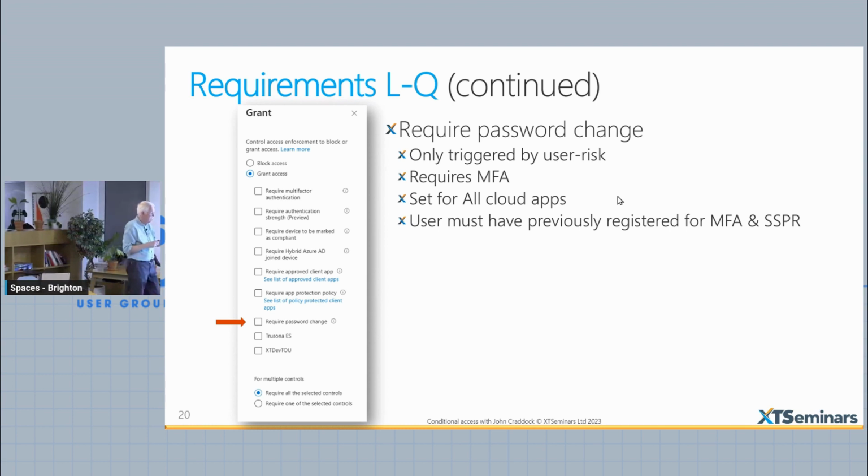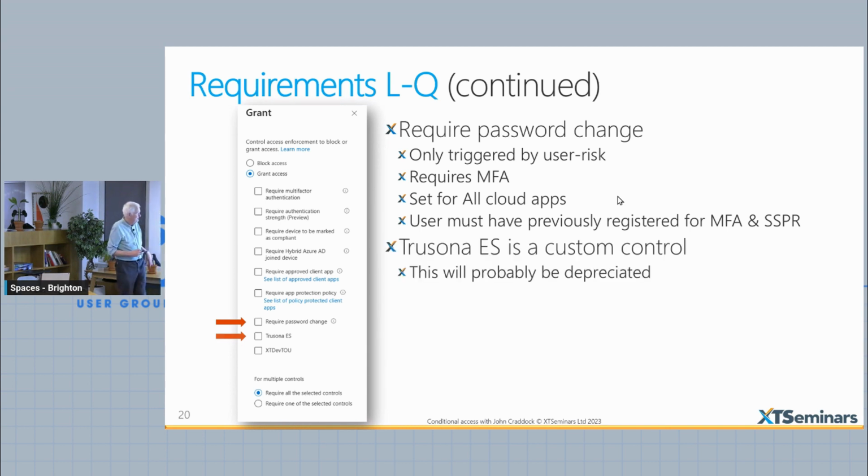It requires MFA, obviously. It's also set for all cloud apps. You wouldn't say, oh, someone's had their password stolen, just for that app, let them change their password. It's for all apps. And then this thing here, Trusona ES, is a custom control. It was a way of calling out to other providers to do an MFA check or something like that.